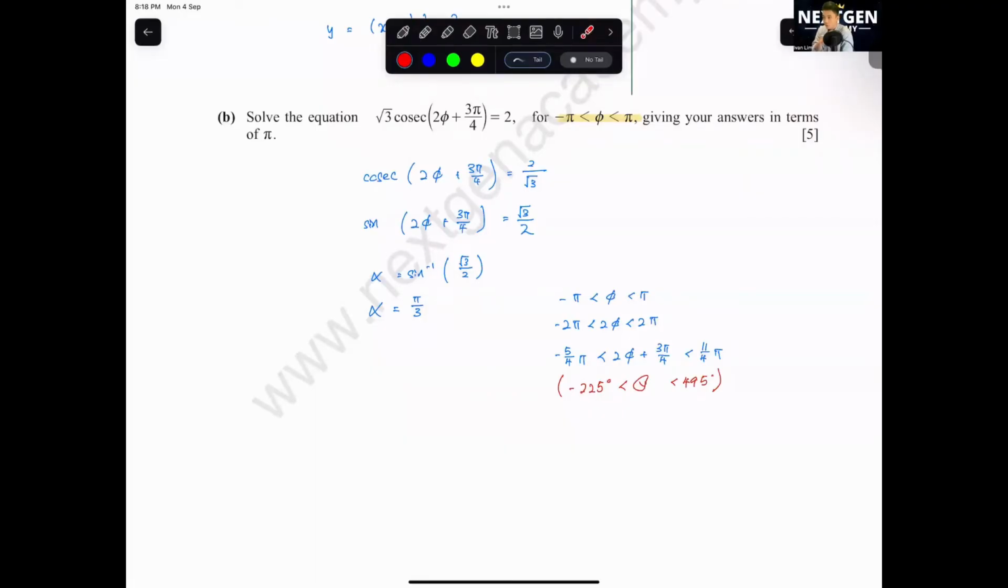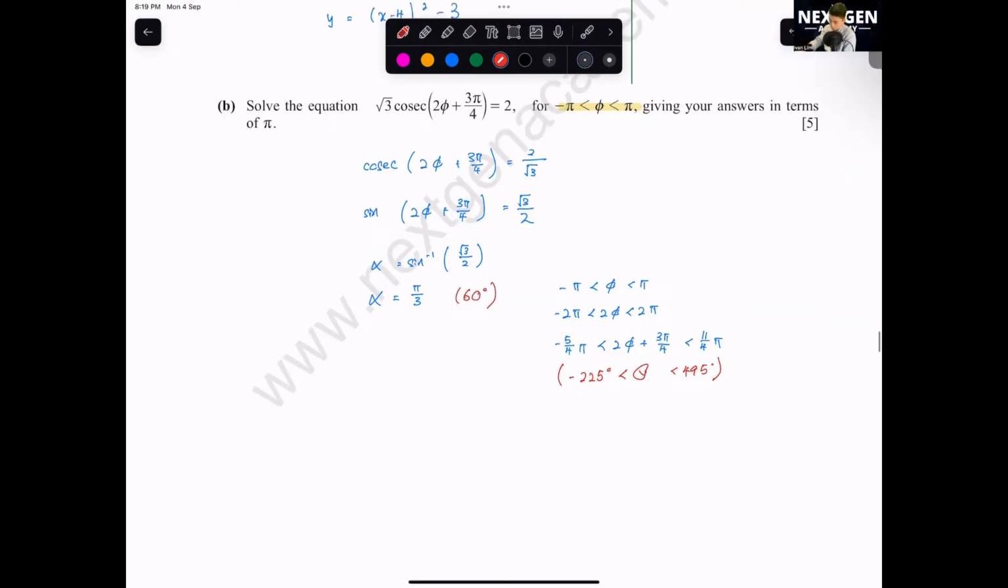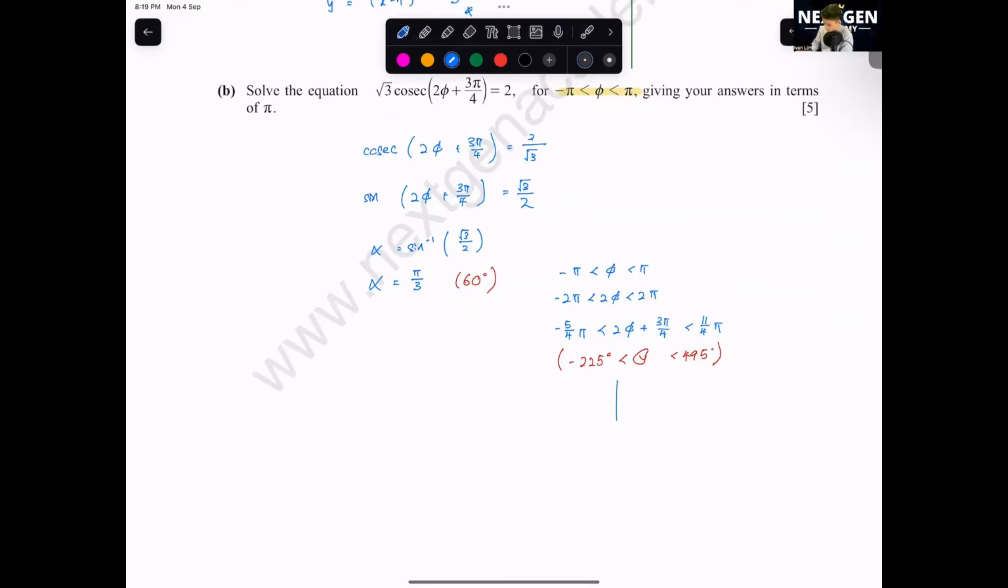Okay, now, how do we determine the angle? You'll see here, minus 225 to 495. The base angle that is given to me is 60 degrees. So I am only going to take the first 2 quadrants, right? A and S positive, because my sine is positive. So quadrant 1 and 2. Then my angle is here, 60 degrees. It is my alpha.